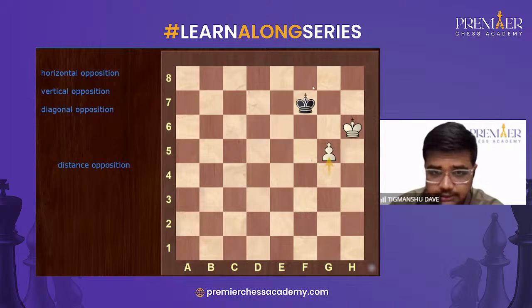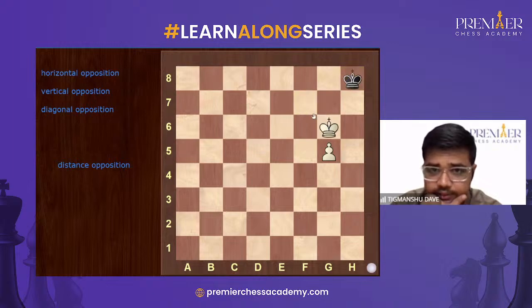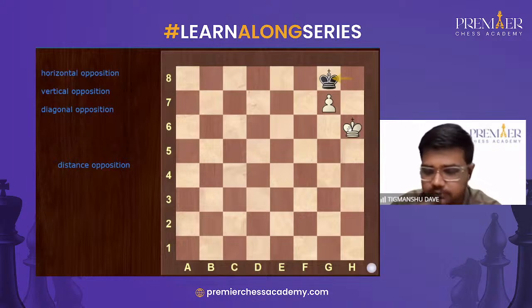Now push the pawn to g5, g8. Take the opposition, king g6, and you can just take the opposition again. Pawn push, pawn push. Oh, went wrong.